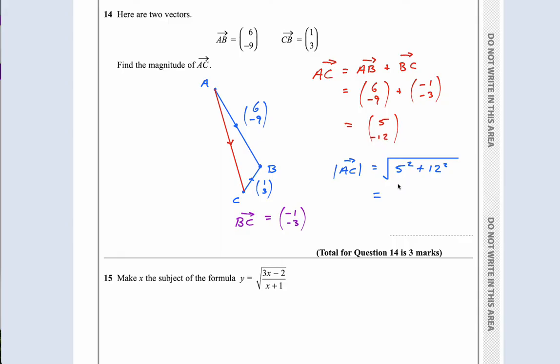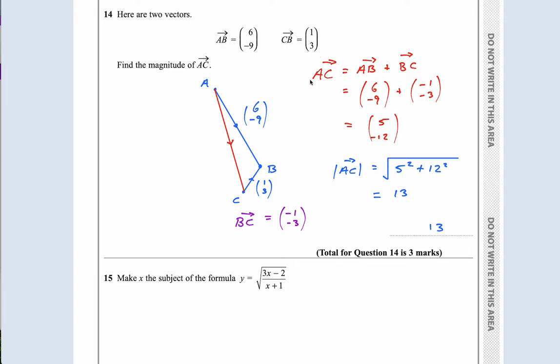And this, I believe, guys, is 13. If you recall, it's one of the nice Pythagorean triples, 5, 12, 13. But obviously, use a calculator if you want. Square root of 5 squared plus 12 squared is 13. Hence, the length of AC is 13. Okay.